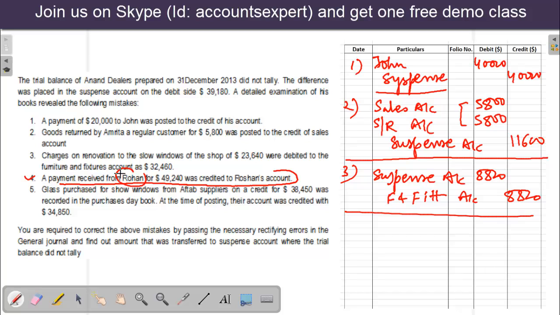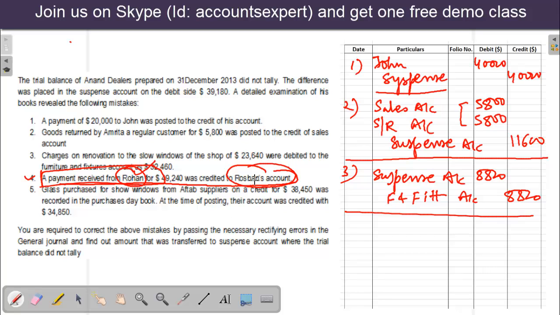We are getting money from this person, but we credited a different person's account. Agree? When we get any payment, we pass this entry: cash debit, Rohan's account credited, because we are getting money from Rohan. So what entry do we pass? Cash debit, Rohan account credit. So Rohan's account should be credited, isn't it?